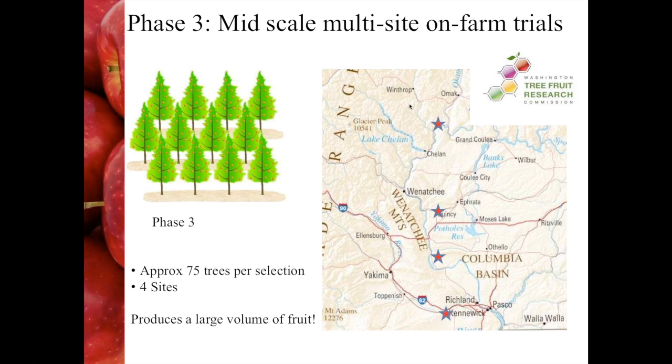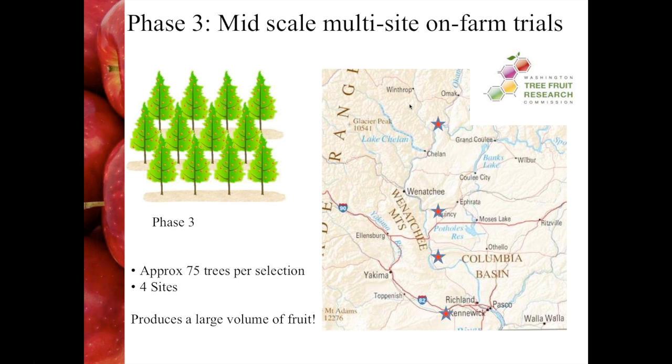So apples that are successful through this advanced stage move into our third phase. Here it's a bigger scale. We're at 75 trees per selection, four different grower sites, and each grower can use a different orchard system, the system that they're most comfortable with. And the sites are spread throughout the growing area of central Washington, really to give us a good indication of how well the different selections cope with the different environments.